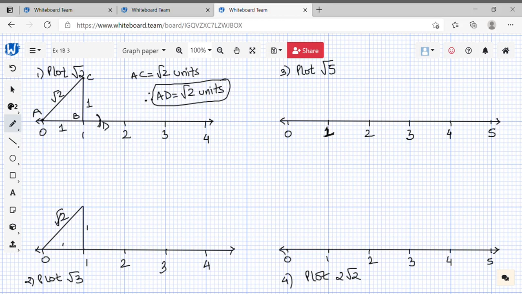Now I need to construct a perpendicular. Let's name this again. This is A, this is B, and this is C. So now I construct a perpendicular at C, perpendicular to AC and of length 1 unit, approximately like this. And I mark this as perpendicular. This is also 1 unit. I join this point with the original point O. Let's name this point D. And now AD in this question is equal to root 3.